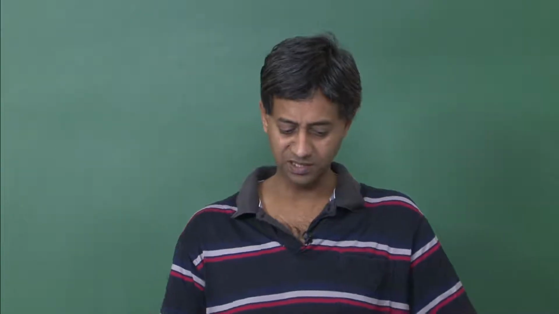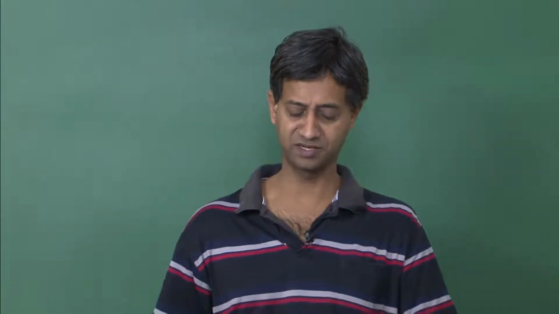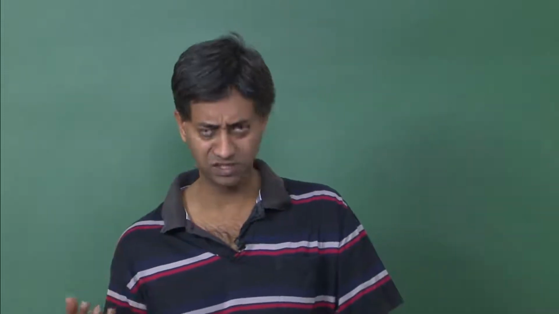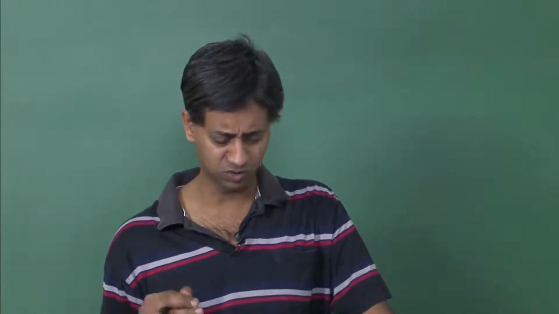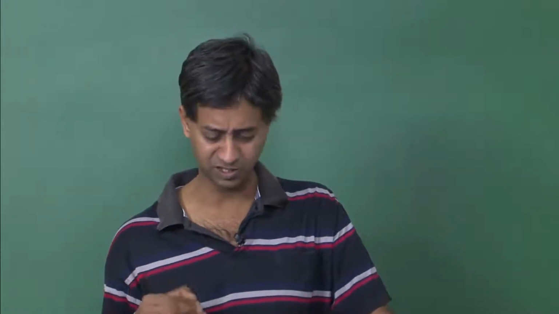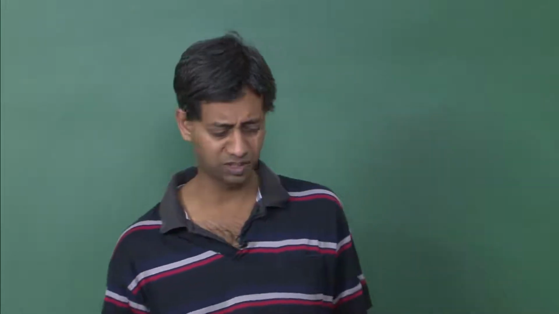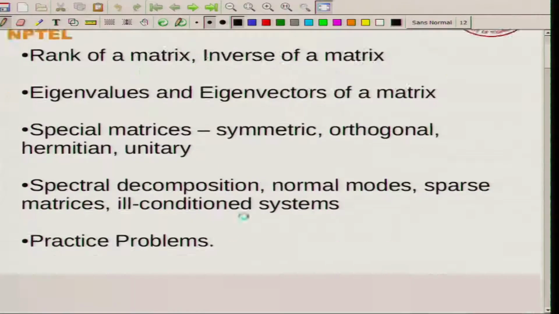So, in the last class we learnt about special matrices. We saw symmetric, orthogonal, Hermitian and unitary matrices, and we briefly talked about something called similarity transformation. Now, today I am going to talk about spectral decomposition, matrix diagonalization, normal modes, and a few other things about matrices I will mention.